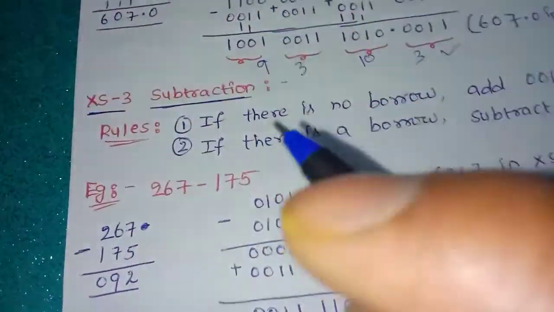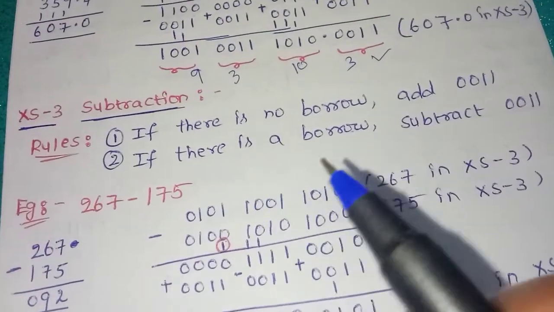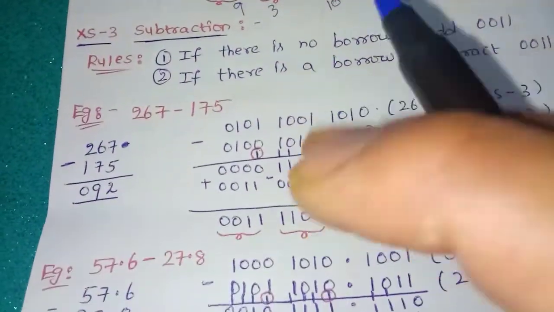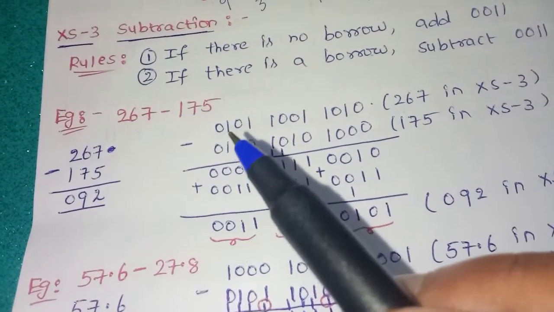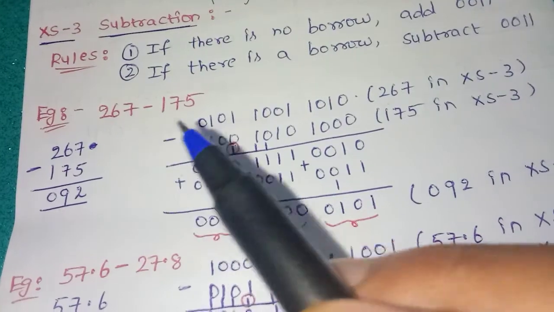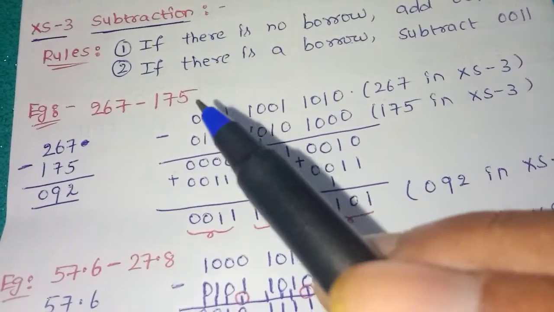Now to perform excess-3 subtraction, the rule is: if there is no borrow, add 3. If there is a borrow, subtract 3. Exactly the opposite. Now look at 267.175, which is 092, then 2, that means 5, 6 becomes 9, 7 becomes 10. Now 1 becomes 4, 7 becomes 10, 5 becomes 8.